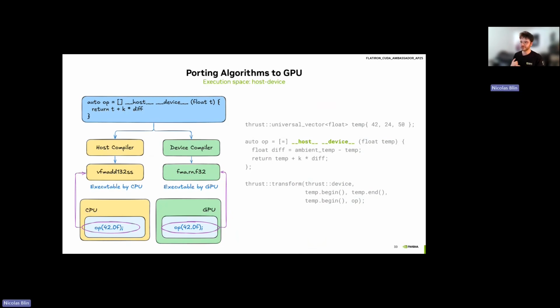If we want the code to be executable from both the CPU side and the GPU side, we'll have to add both host and device. This will tell the compiler, hey, NVCC, please generate the assembly code for both the CPU and the GPU. This way, my code can work both on the CPU and on the GPU. So I can keep the same thrust transform code, but make it run either on the CPU or on the GPU based on what I need.